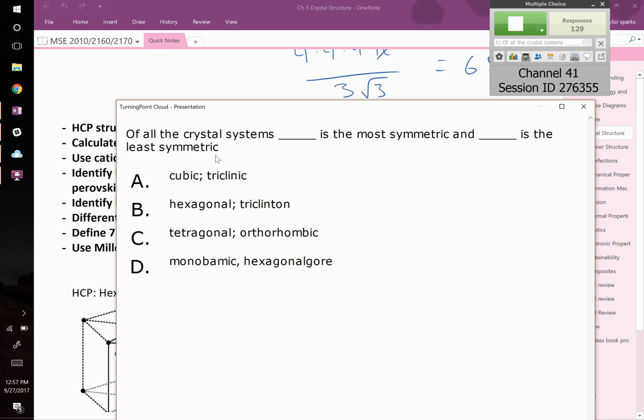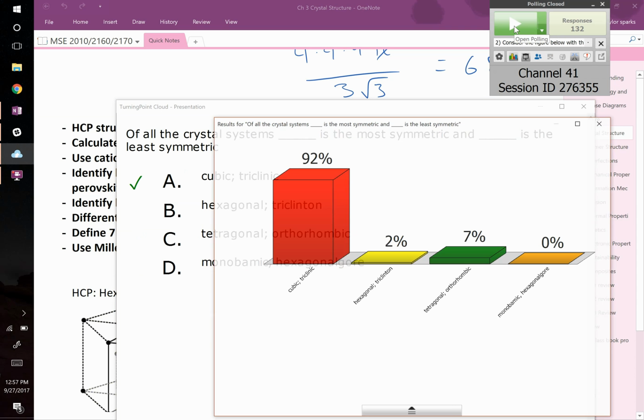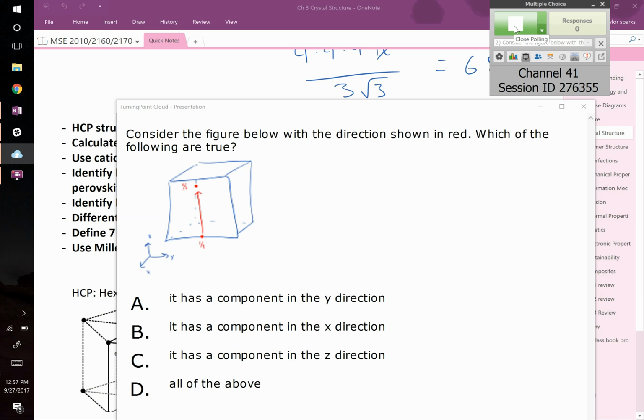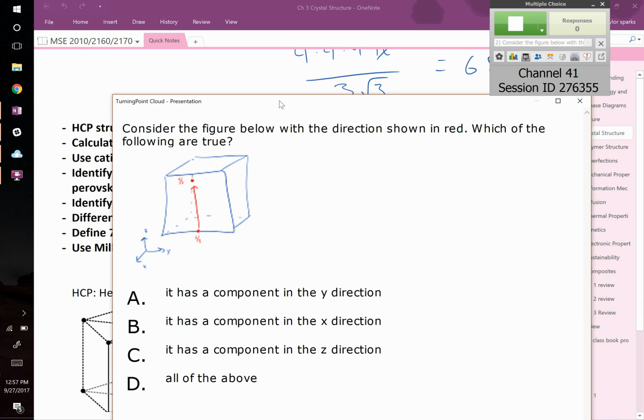Okay, we're gonna end the poll on this one. A, B, C, or D. People think definitely A. Okay. I apologize, that drawing is lower resolution than I wanted. Consider the figure below with the directions shown in red. Which of the following are true? This point starts right there, 1/2 the way along this line, and goes backwards into that unit cell up to intersecting 2/3 the way up the z-axis. The question then says, which of the following statements are true?